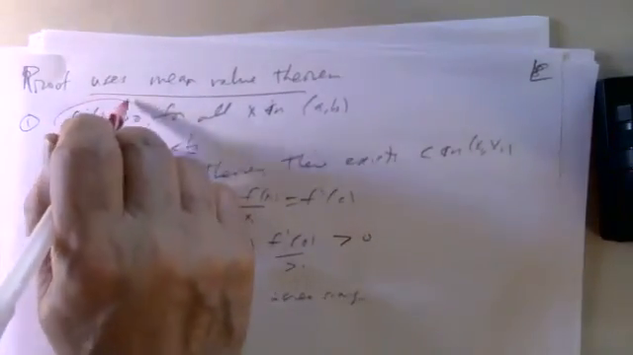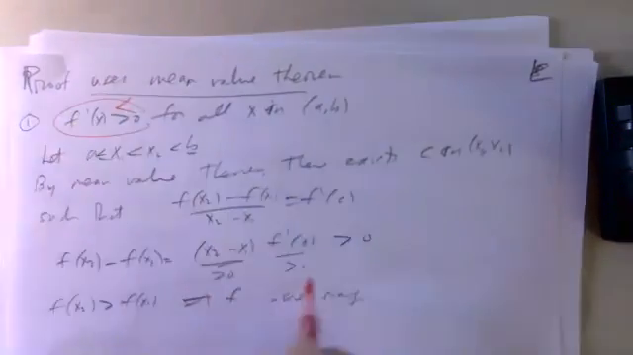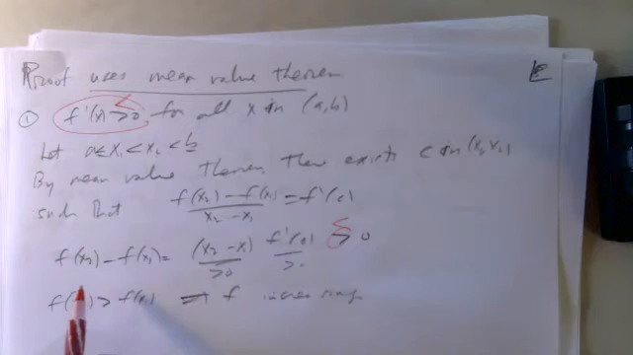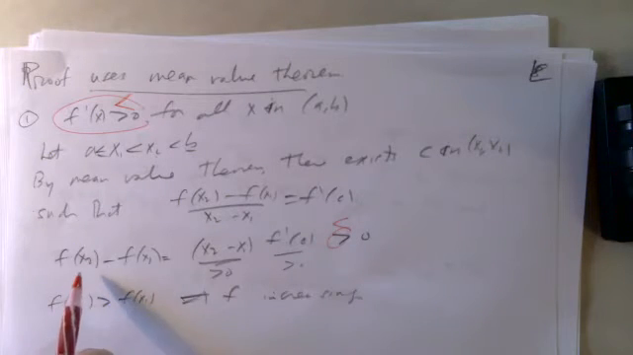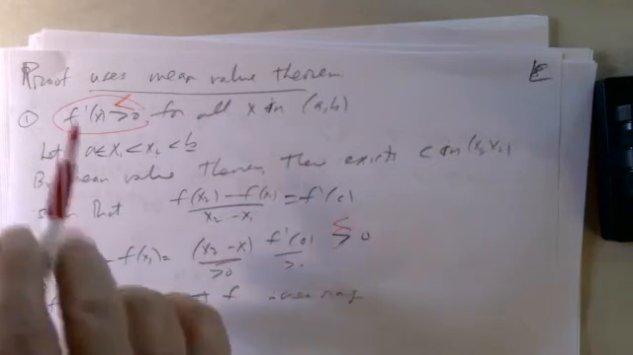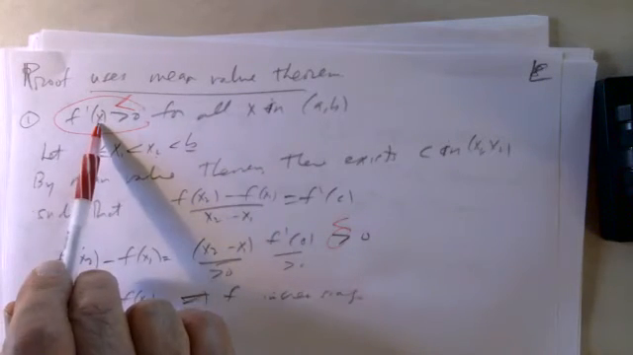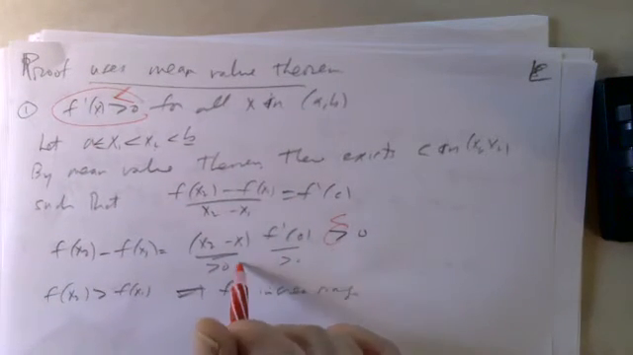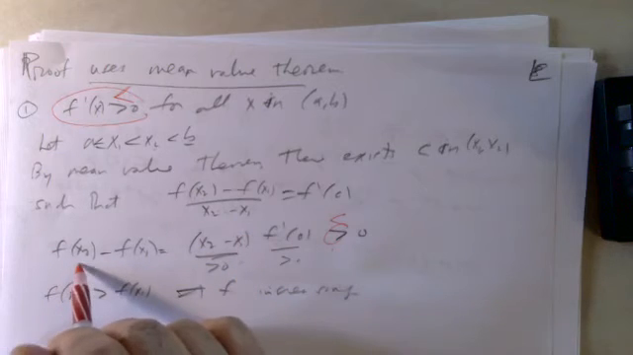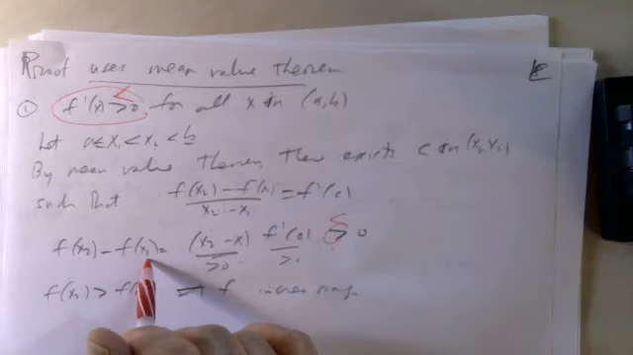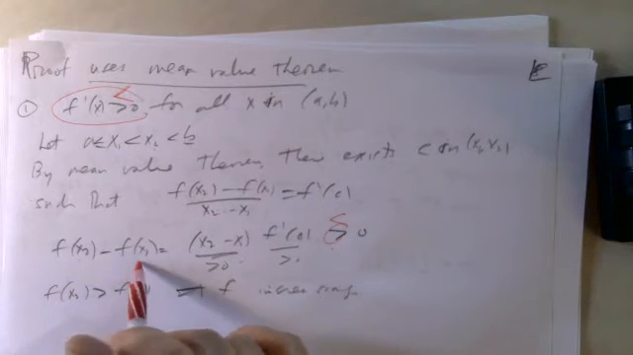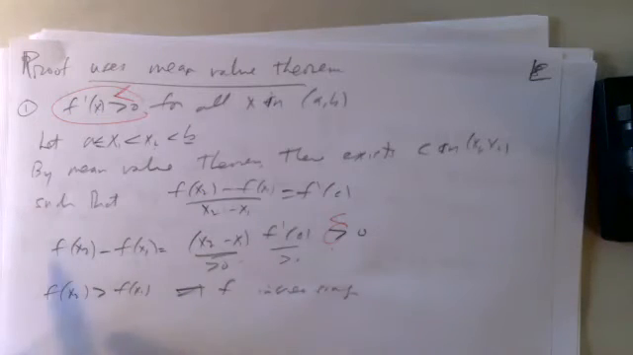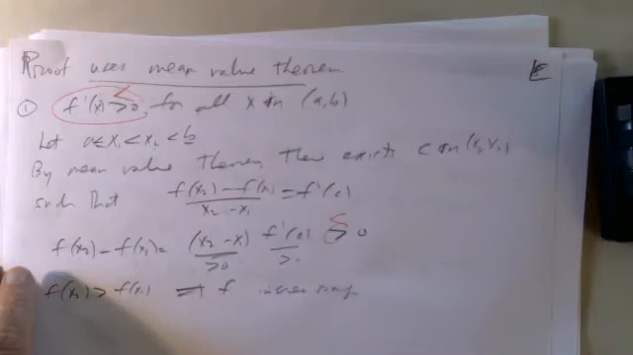And the other two parts are exactly the same. If the derivative were negative everywhere, then this would be negative. That would say that f of x2 was less than f of x1, which means decreasing. And if the derivative were 0 everywhere, this would always be equal to 0. So f of x2 minus f of x1 equals 0 means f of x2 equals f of x1. It means the function takes the same value everywhere.